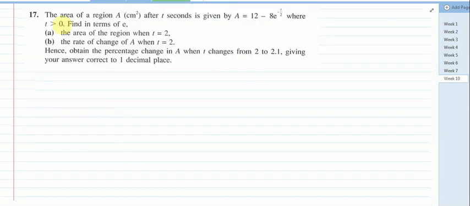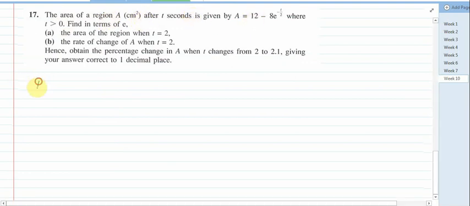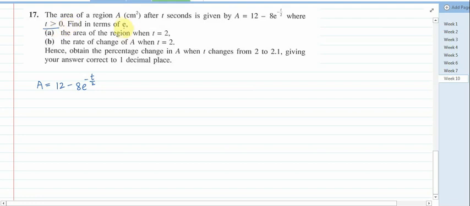It says the area of a region, A centimeter square, after t seconds is given by the equation A = 12 - 8e^(-t/2), where t is greater than 0. Find in terms of e. We cannot solve the value of e here. The first part: the area of the region when t = 2.